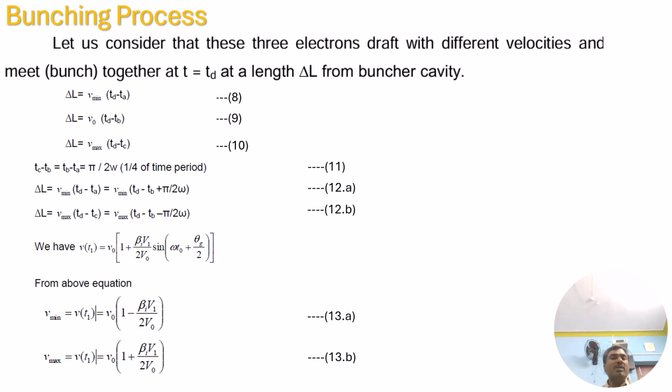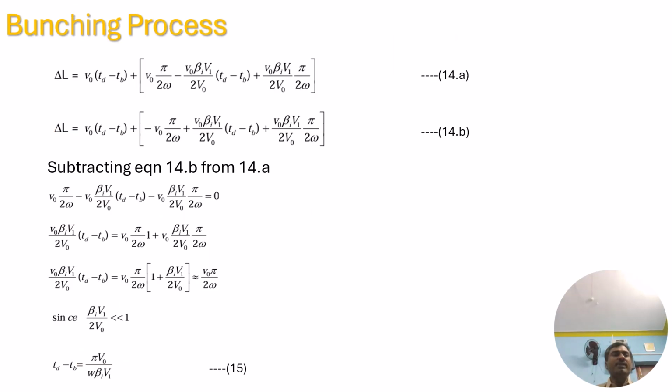So the expressions for V max and V minimum can be written as V max equal to V of T1, equal to V naught into 1 plus beta I V1 by 2 V naught. The minimum velocity is written as V of T1 minimum, equal to V naught into 1 minus beta I V1 by 2 V naught. By substituting equation 13a in 12a, we can get equation 14a. Similarly, by substituting equation 13b in 12b, we can get 14b. As the left hand sides of equations 14a and 14b are equal, whenever we subtract equation 14b from 14a, we get the left hand side as 0.